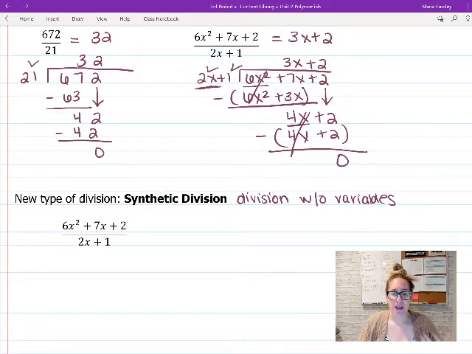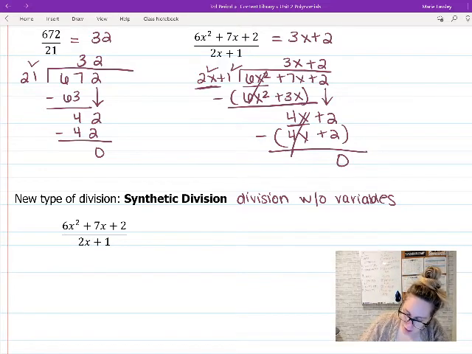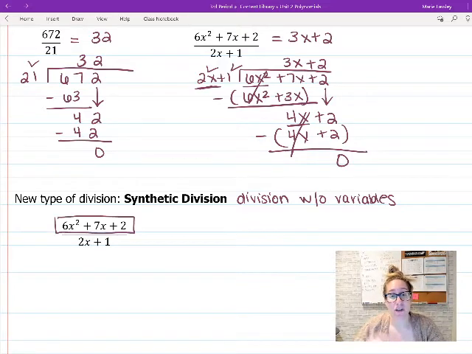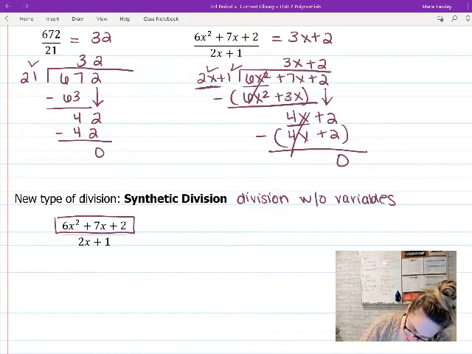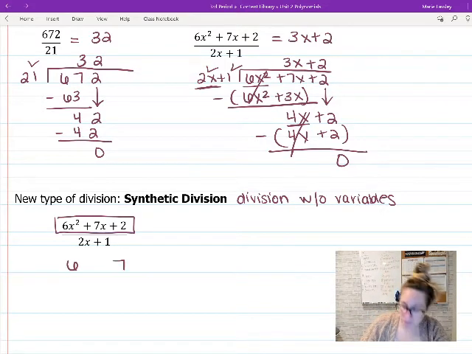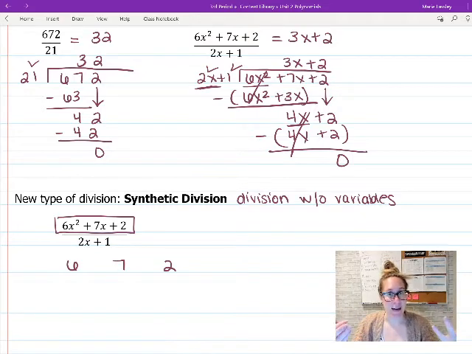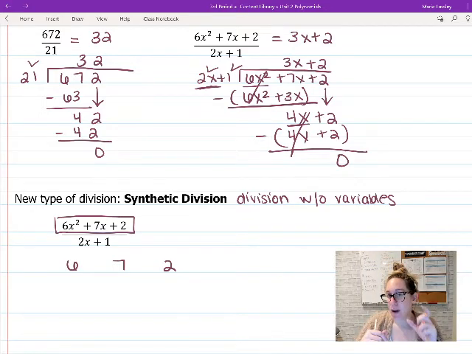All right, so this is how it works. The first thing you have to do is you take the coefficients for your top polynomial and you write them in a straight line. So just the coefficients. So 6, 7, 2. Now if we had skipped a term, say maybe it was 6x cubed and then it went plus 7x plus 2, we would be missing an x squared. We're going to put a 0 in place there.